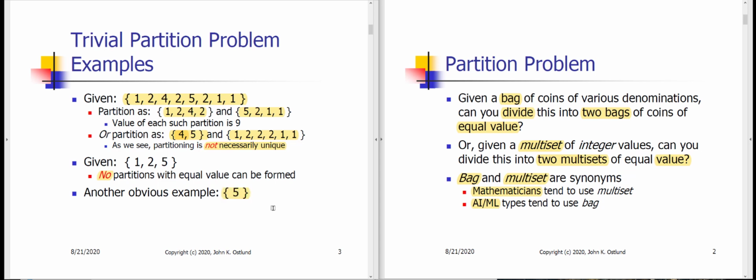Likewise, if you only have one item in your multiset, then it's not going to be possible to partition that. So we've sort of got two questions. Is it going to be possible to find a partition? And if so, what is the value of that partition going to be?